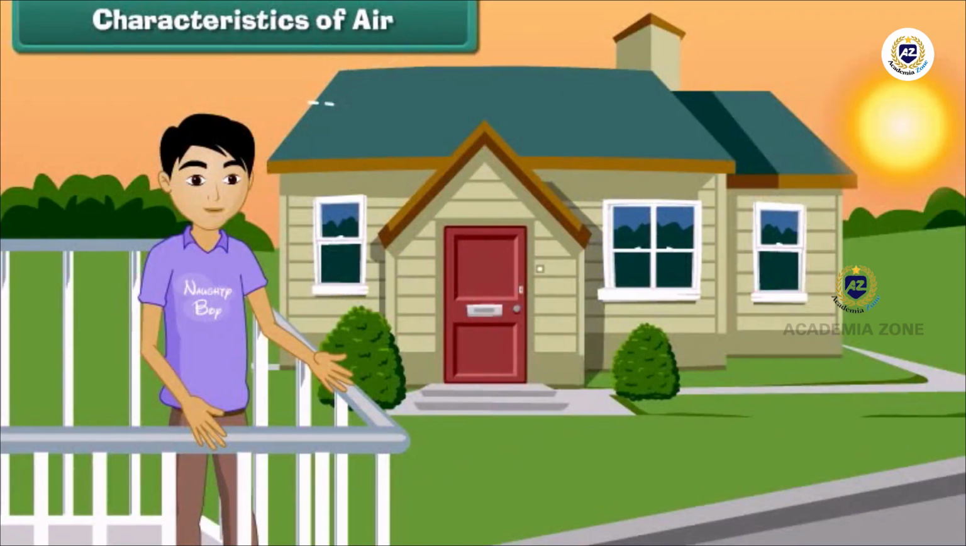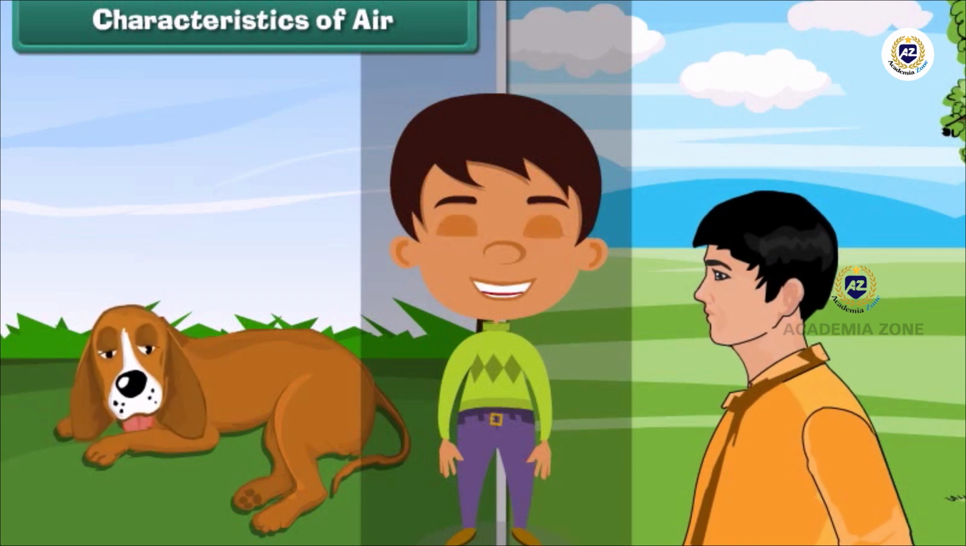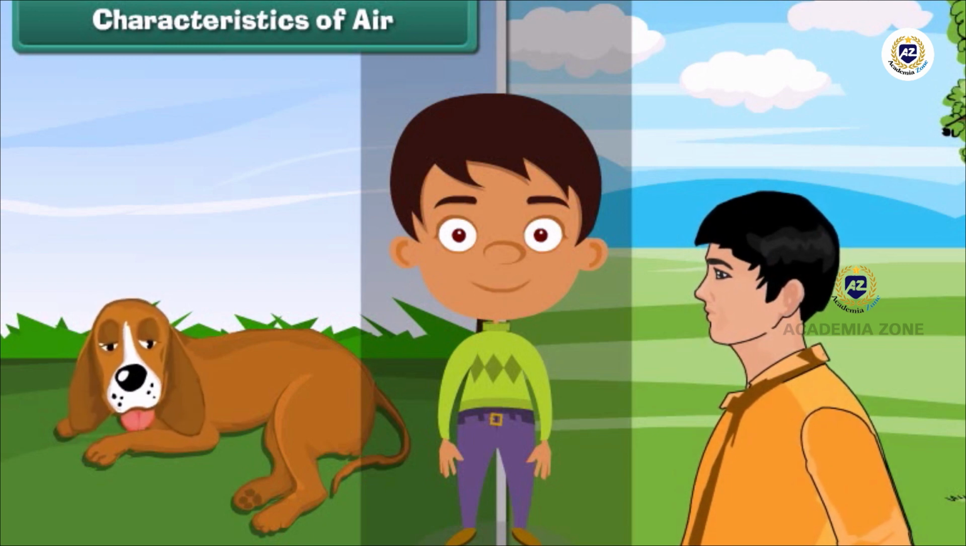Characteristics of air. Air is all around us. All living things breathe in and breathe out air continuously. But we cannot see it. We can only feel it. Air has no color, taste, or odor.